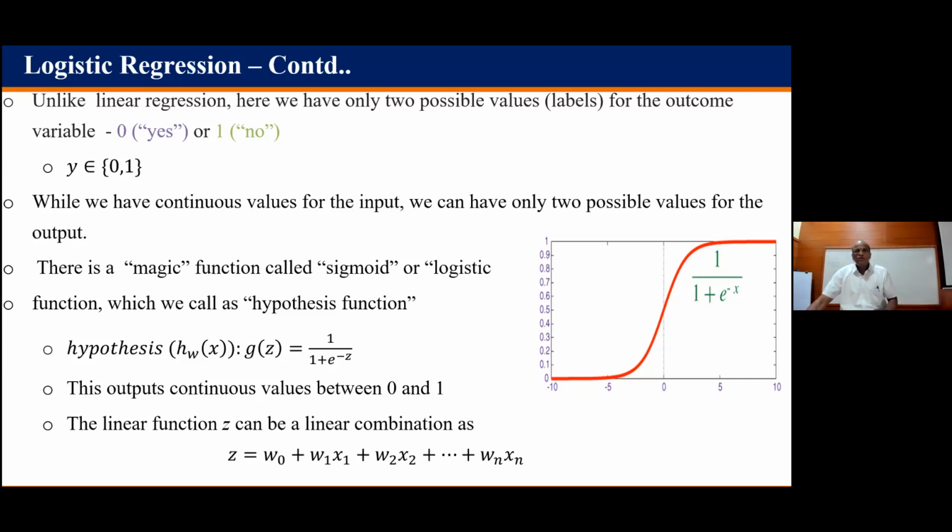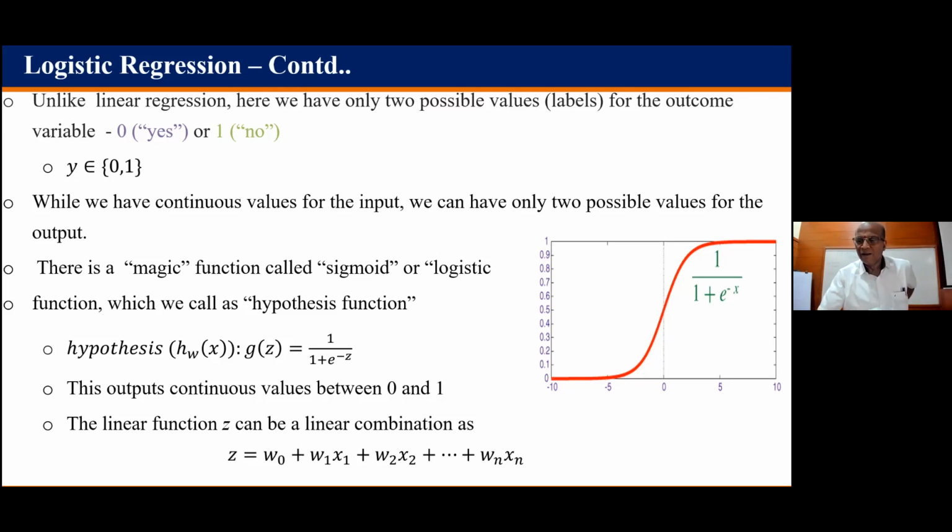Okay. Now, when I input this Z into the G of Z, the G of Z will return a value 0 to 1. Now, I further hypothesize: if that value of G of Z is greater than 0.5, I will play the outdoor sport. If the value of G of Z is less than 0.5, I will not do the outdoor sport. Is it okay? Now, so this is what we have.